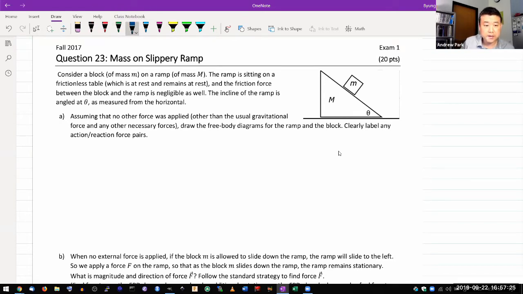So assuming that no other force was applied, draw the free body diagrams for the ramp and the block. So the free body diagram would look like this: let me do this one for the block, and do this one for the ramp.